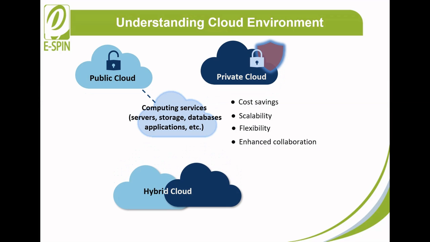Public clouds are owned and operated by third-party service providers, delivering computing resources. Examples include Amazon Web Services, AWS, Microsoft Azure, and Google Cloud Platform, GCP. Private clouds are dedicated environments used exclusively by a single organization. They can be hosted on-premises or by a third-party provider, offering greater control and customization of the infrastructure.